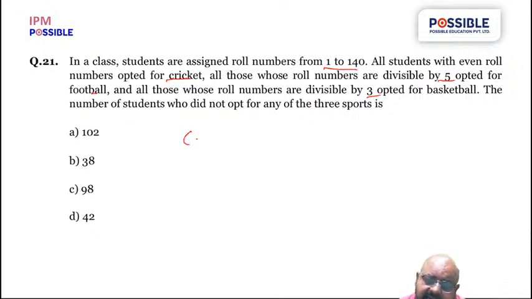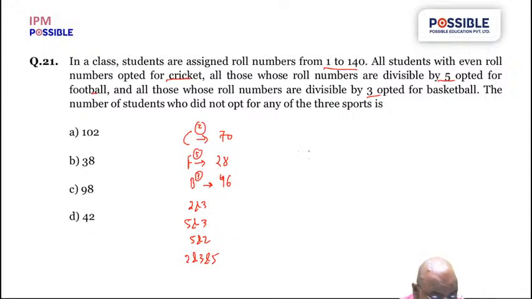So what I can do is, cricketers become even numbers, therefore multiples of 2. The ones who are playing football become multiples of 5. And the ones who are playing basketball become multiples of 3. Right? Then I look at multiples of 2 and 3, then 5 and 3, then 5 and 2, and then I look at multiples of 2, 3 and 5, and from there I can put in the formula for union.